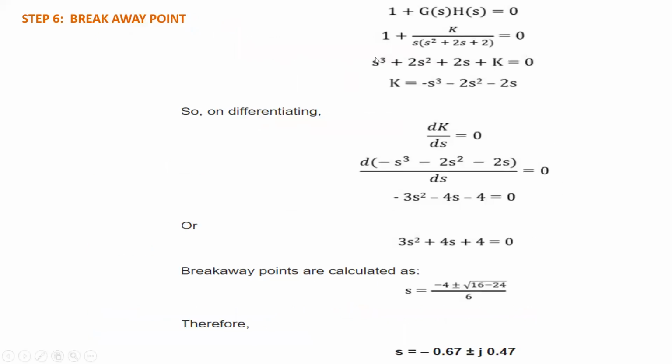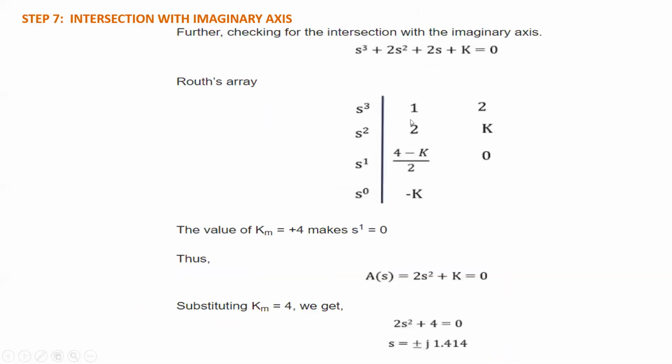So this is the characteristic equation. If we make the Routh array for this characteristic equation, we have s cube, s square, s power 1 and s power 0. The first column is 1, 2, and the second is 2, k. If we do a similar analysis, 2 into 2 gives us 4, minus 1 into k gives us k, divided by 2. That's what we have, and we have 0 over here.